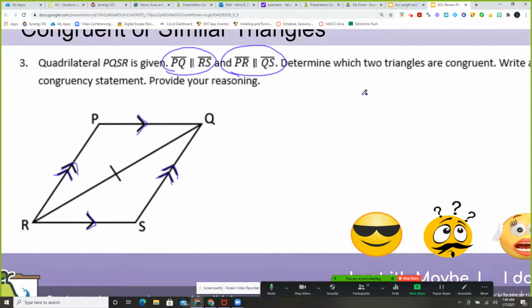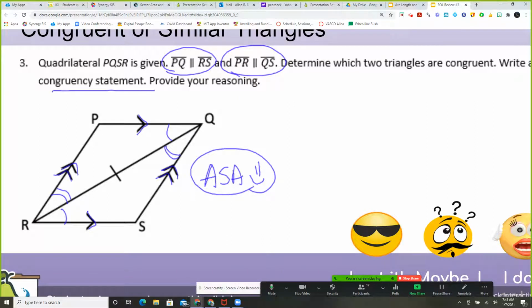So I loved that some people went ahead and did those alternate interior angles and wrote angle, side, angle. Love, love, love that. And then we've got to write a congruency statement. So if I start with P and then go to Q and then go to R, triangle PQR is congruent to which triangle? What letter goes with P?